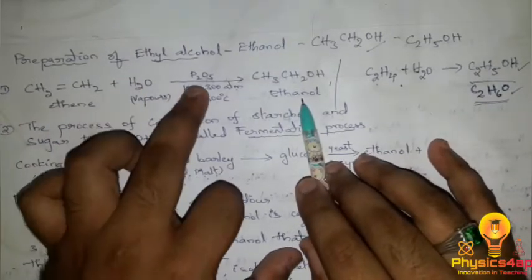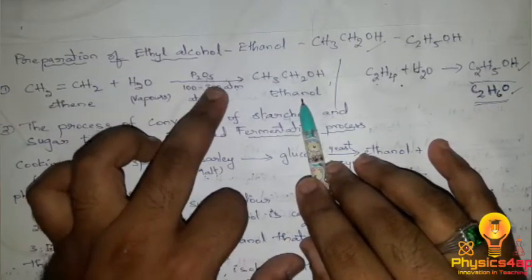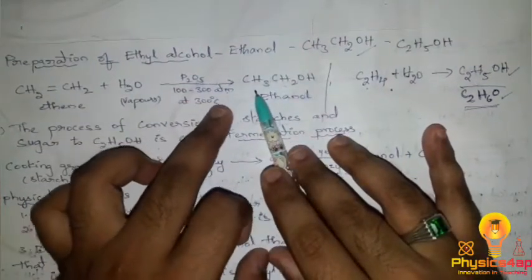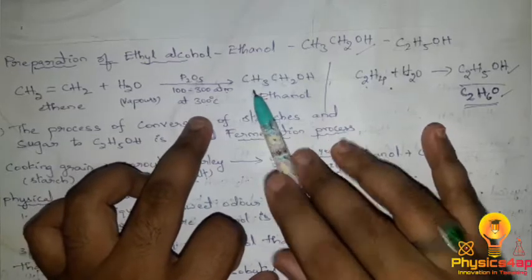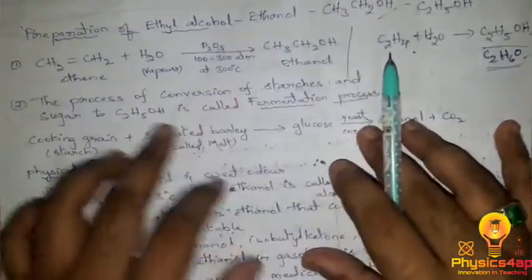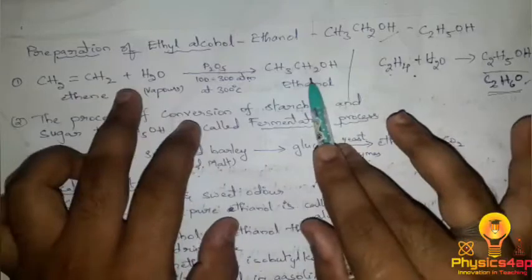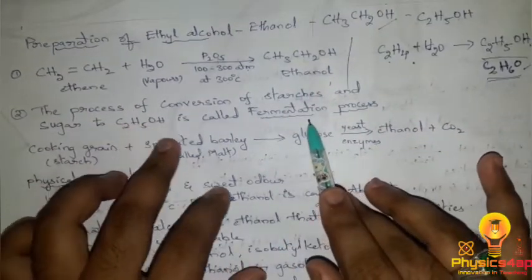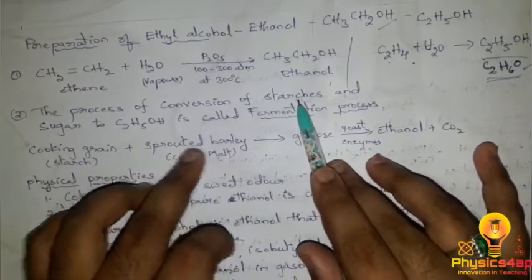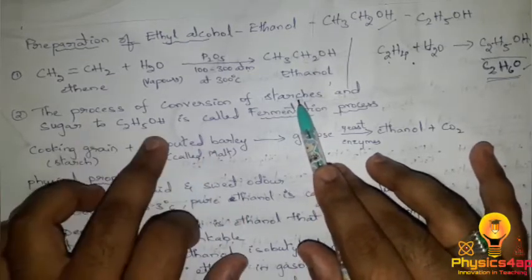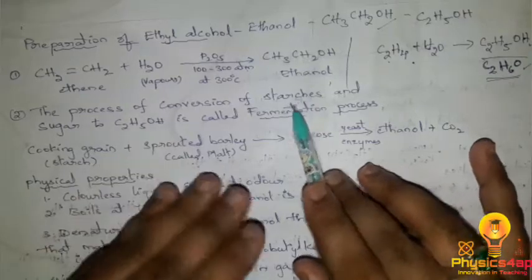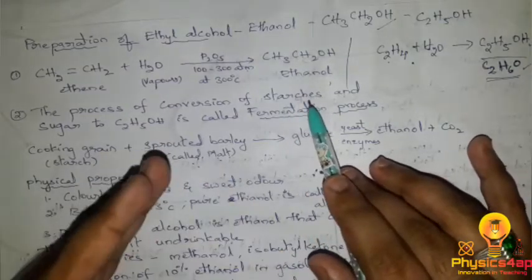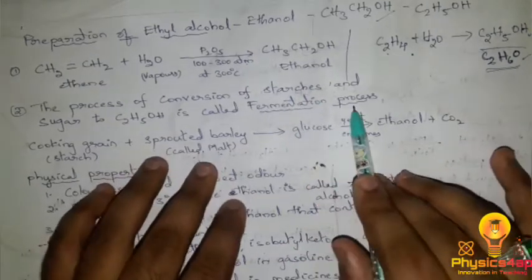So we have prepared ethanol in the presence of a catalyst, that is phosphorus pentoxide, with certain atmospheric conditions, that is 100 to 300 atmospheres, and at a temperature of 300 degrees Celsius. This is the chemical process. Next, the natural process, which we call the fermentation process, is the converting of starch and sugar into alcohol, which is called the fermentation process.